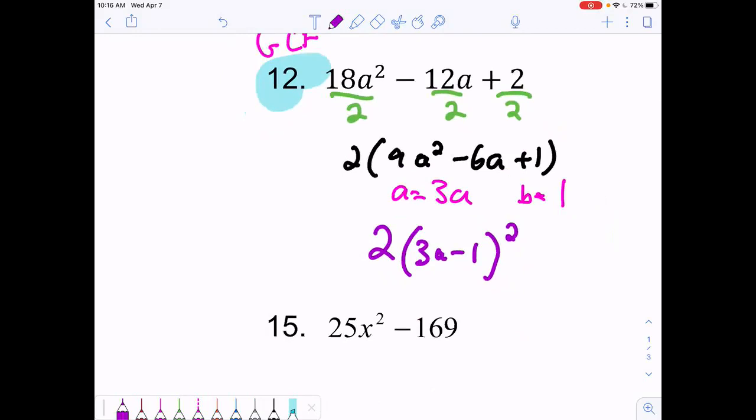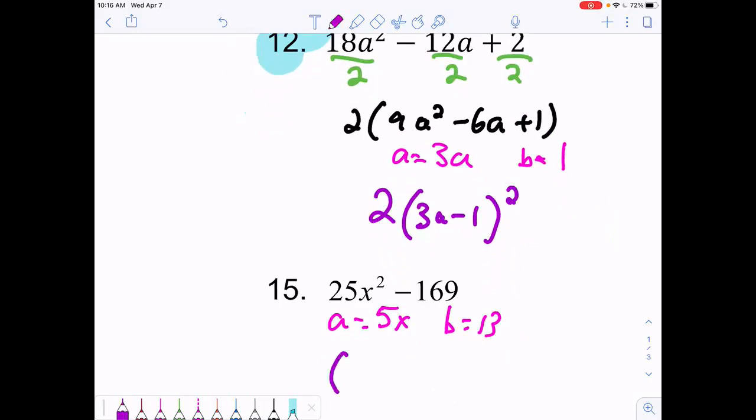When you're looking below, 15. These would be really quick. These are perfect squares. 5x, 13. 5x plus 13, 5x minus 13. Yeah, two parentheses. The plus, and the minus, so it's different.